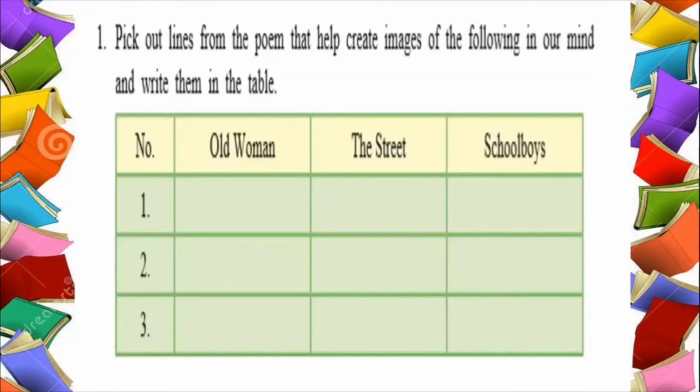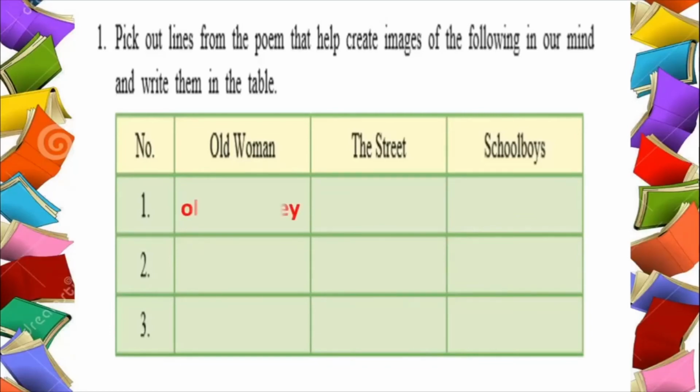Now this is the last exercise. You have to pick out lines from the poem that help create images of the following in our mind, and you have to write them in the table. So I have directly picked up the image from your textbook. It will be easier for you to understand. Now what are the lines from the poem which create an image of the old woman in your mind? So read the poem once again and try to see which lines or which words in the poem make you imagine what the old woman might be like.